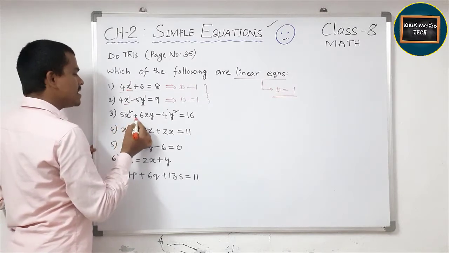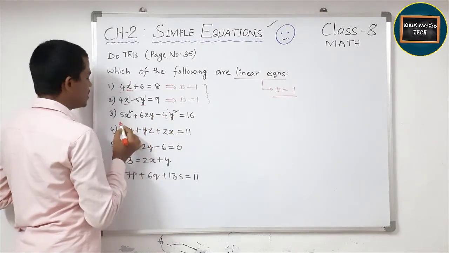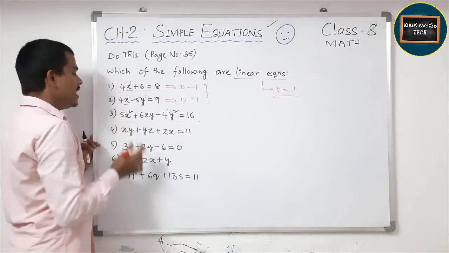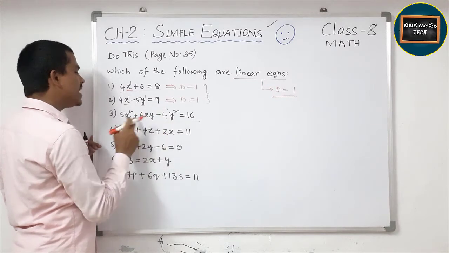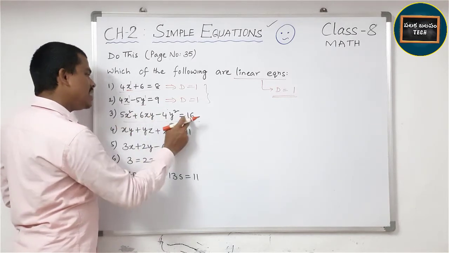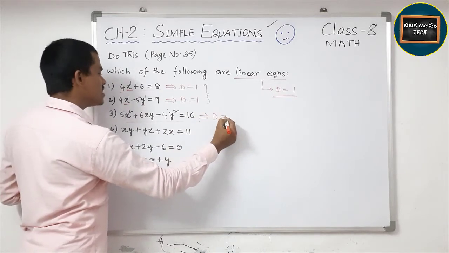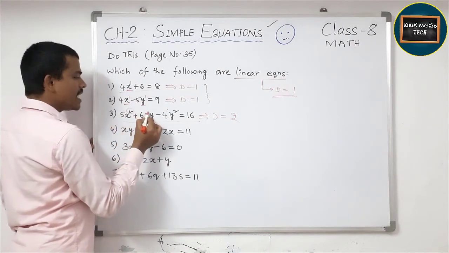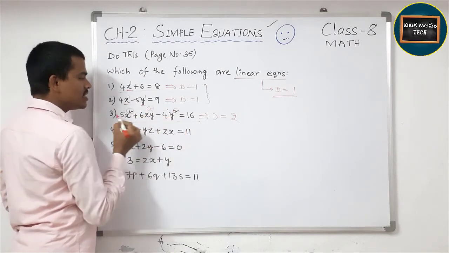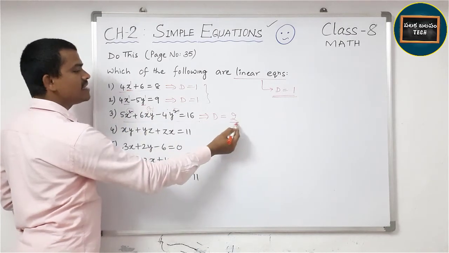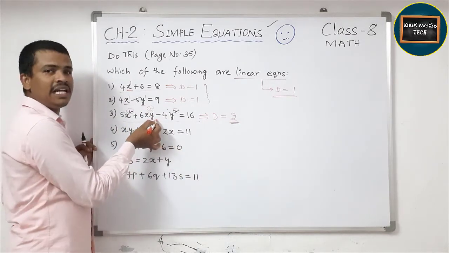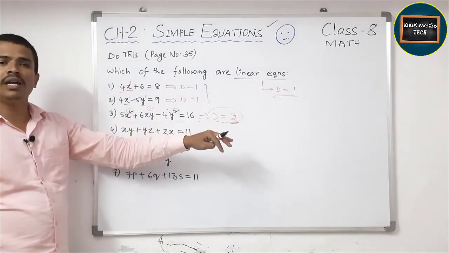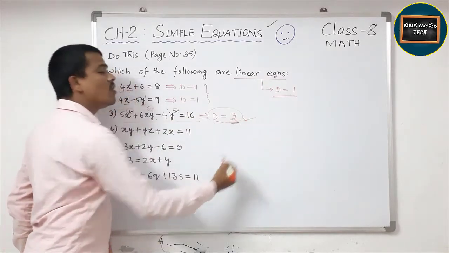5x square plus 6xy minus 4y square equal to 16. It is an equation in the two variables x and y. Now what is the degree of this equation? The degree of the equation is 2 here, the highest power of the variable. Here 1 plus 1 is 2, so overall the degree of the equation becomes 2. Hence we cannot say it is a linear equation. Whenever the degree of the equation is 2, it is called a quadratic equation.